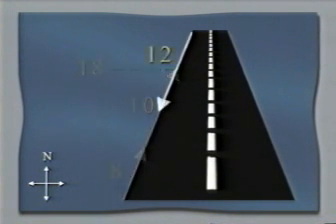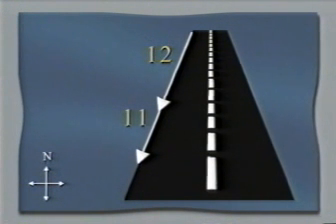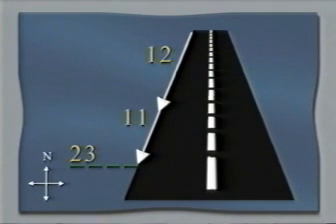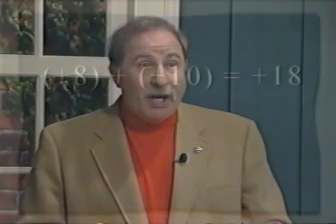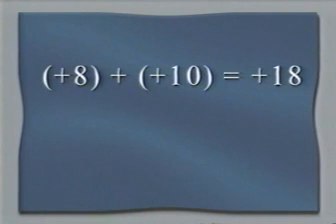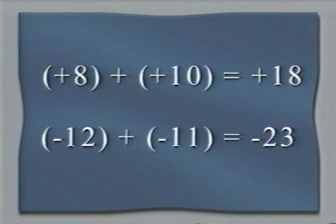If I traveled 12 miles south and then went an additional 11 miles south, there's no question I would be 23 miles south of the point from where I started. When adding integers with the same sign, that is adding positives or adding 2 negatives, we keep the sign and add. So north plus north is more north, and positive plus a positive is more positive.